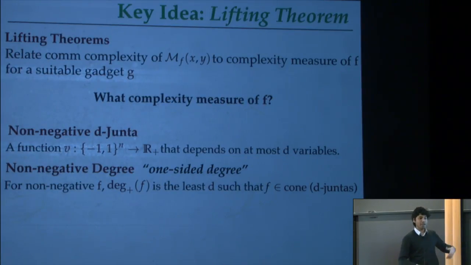This is similar. For a function f, from degree I am going to non-negative degree. And the lifting theorem that we are going to show is a relationship between the non-negative degree of the function f and, for a suitable gadget G, the non-negative rank of the pattern matrix MF. So what is the advantage of taking juntas and not monomials?